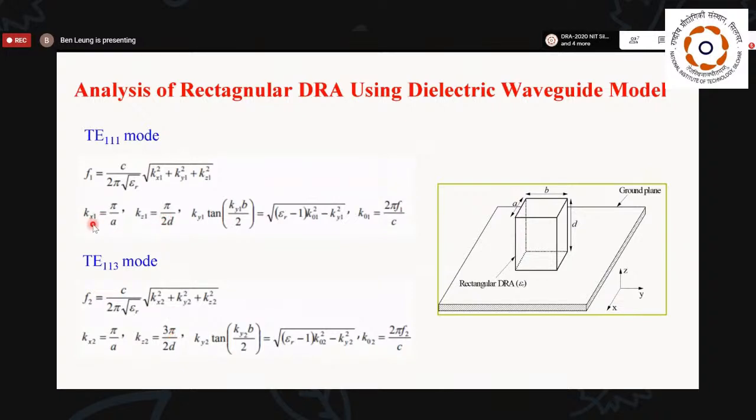For KX1, it is the same for the fundamental mode and the high order TE113 mode. In other words, KX1 and KX2 are equal. And of course, for a different mode, KY2 needs to be calculated by using the same dielectric waveguide model formula.